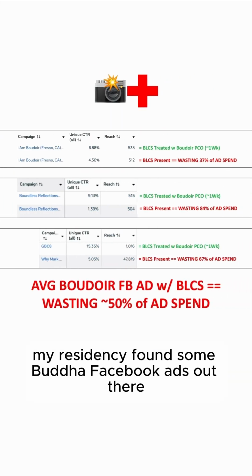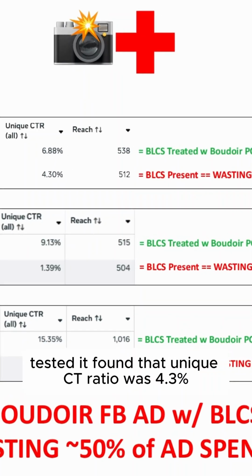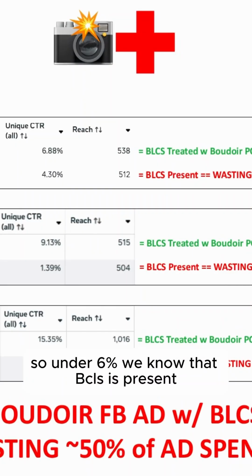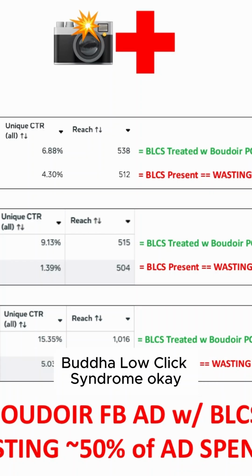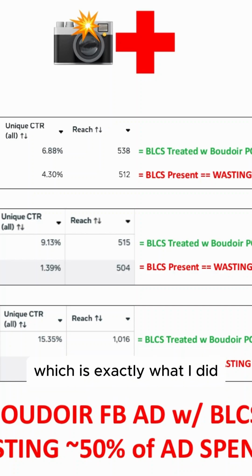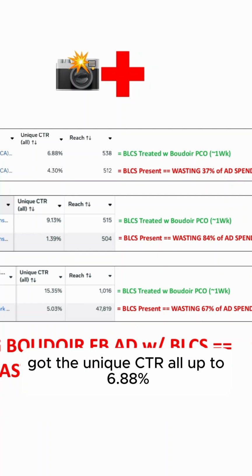So in my residency, I found some Boudoir Facebook ads out there. First part of my residency, I found the first one, brought it to the hospital, tested it, and found out its unique CTR all was 4.3%. So, under 6%, we know that BLCS is present, Boudoir low click syndrome. Okay, well, we know that's treated with Boudoir Pico, which is exactly what I did. Treated with Boudoir Pico, takes about a week, I got the unique CTR all up to 6.88%.